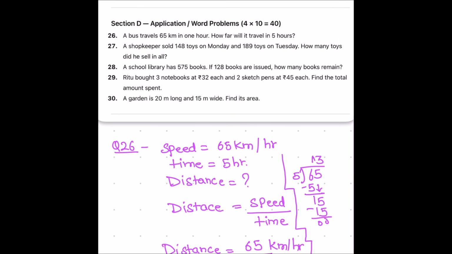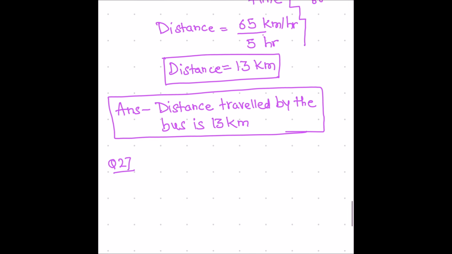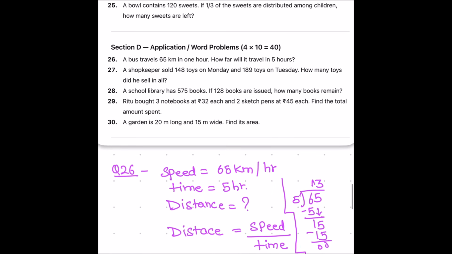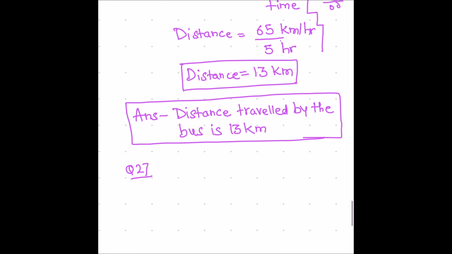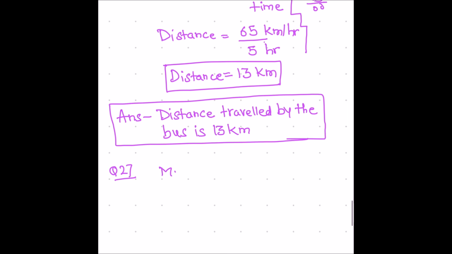Question 27 is, a shopkeeper sold 148 toys on Monday and 189 toys on Tuesday. How many toys did he sell in all? So that's an addition word problem. He sold 148 toys on Monday and 189 on Tuesday. So on Monday, he sold 148 toys, and on Tuesday, he sold 189 toys.